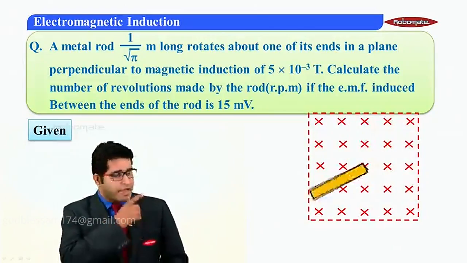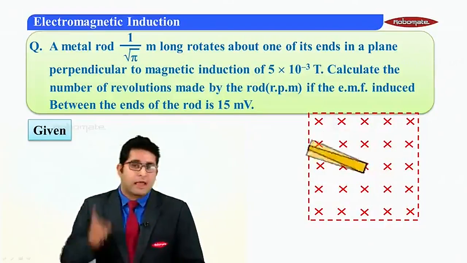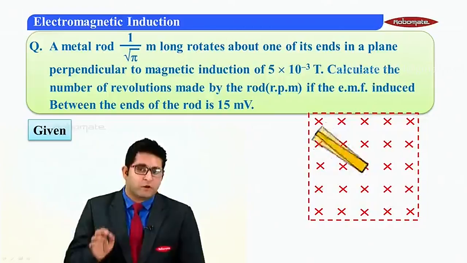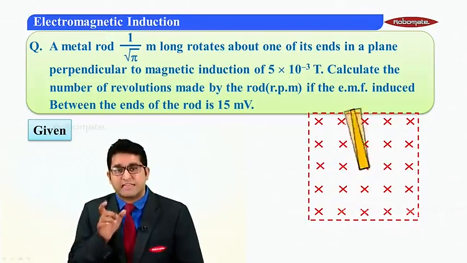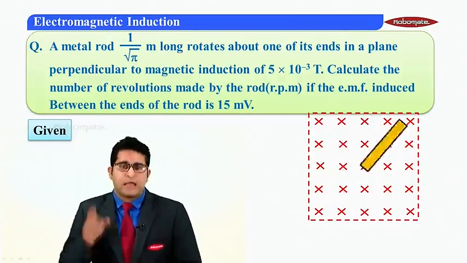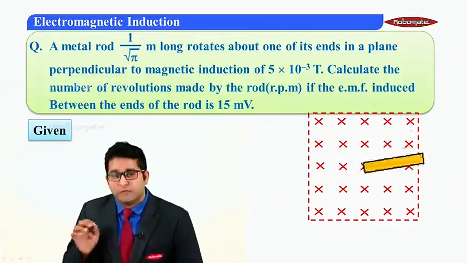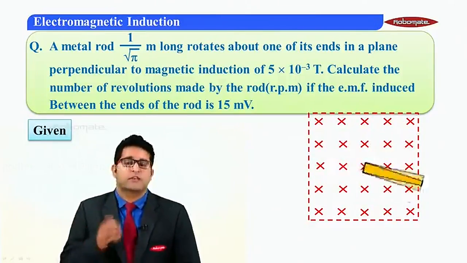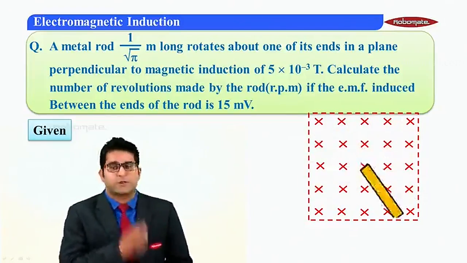And students, see carefully, as the rod is rotating, it will cut magnetic lines of induction. And according to Faraday's first law, whenever a rod or a conductor cuts the magnetic lines of induction, an EMF will get induced between the two ends of the rod. And in this case, the induced EMF which is provided is 15 millivolts. And what we are supposed to calculate? Here we are supposed to calculate the frequency of revolution of this particular rod.